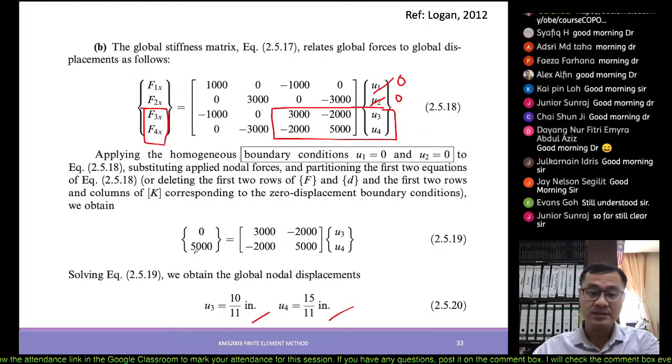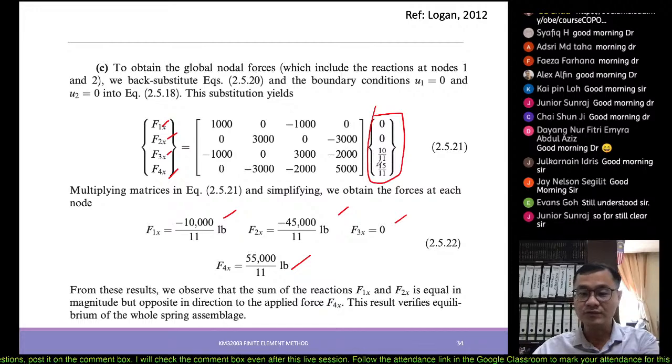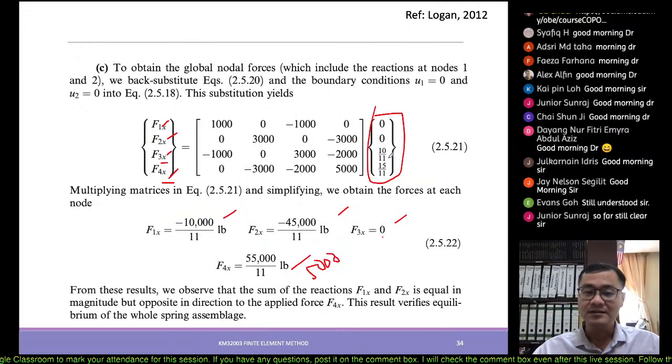Since for F3 and F4 we already put 0 and 5,000, if we put these equations and we get F3 and F4 not equal to 0 and 5,000, then that means our calculation is wrong. But luckily they did it right. So F3 you get 0, F4 you get 5,000.